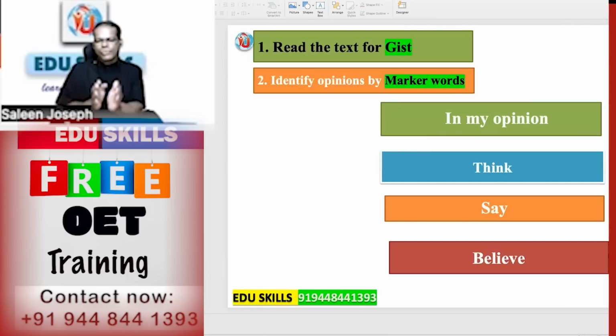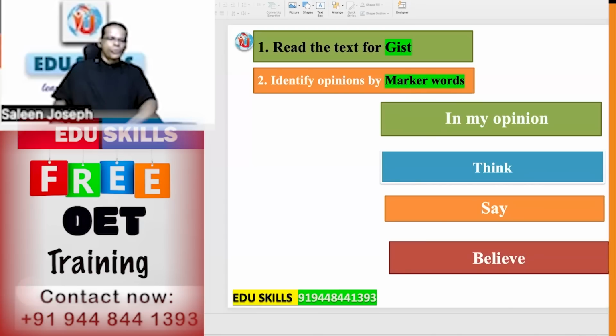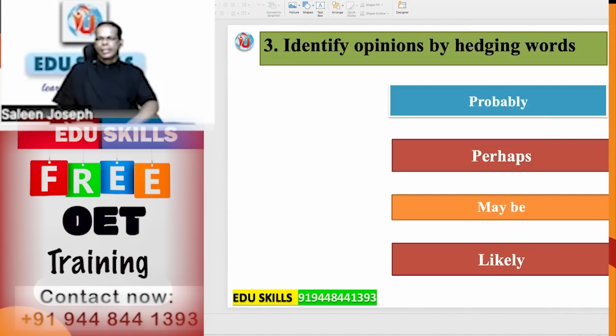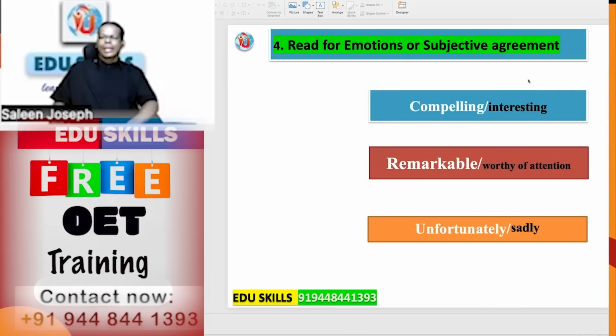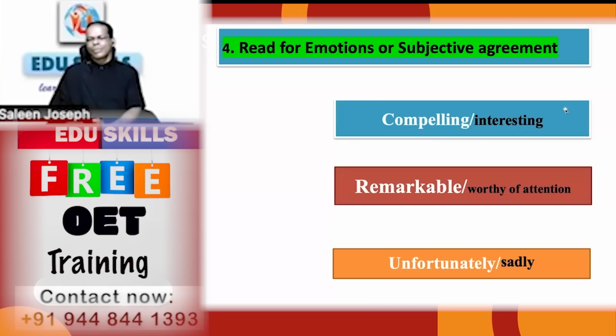So, opinion, as I said, views, viewpoints. Many of you have asked about the strategies to tackle reading and listening Part C. Identify the opinion by marker words. Marker words means "in my opinion", "I think", "say", "believe". These are the marker words which will tell you this is that person's or author's opinion. Or else you can identify them by hedging words. Hedging words means words like probably, perhaps, maybe, likely. These are the words indicating that is the opinion of the writer. And otherwise, read for emotions or subjective agreement, for example, compelling, "it's really interesting". If the author says it is really interesting, it means I agree with that.